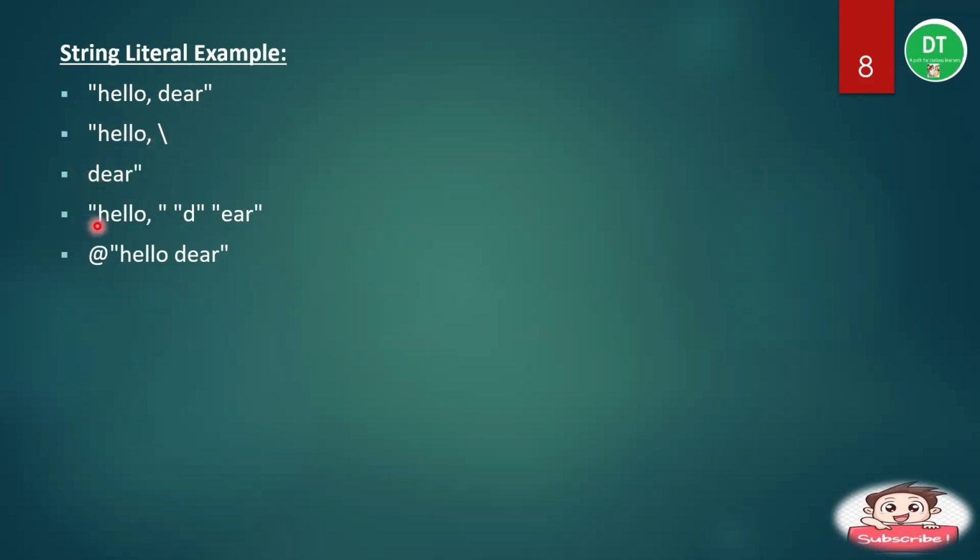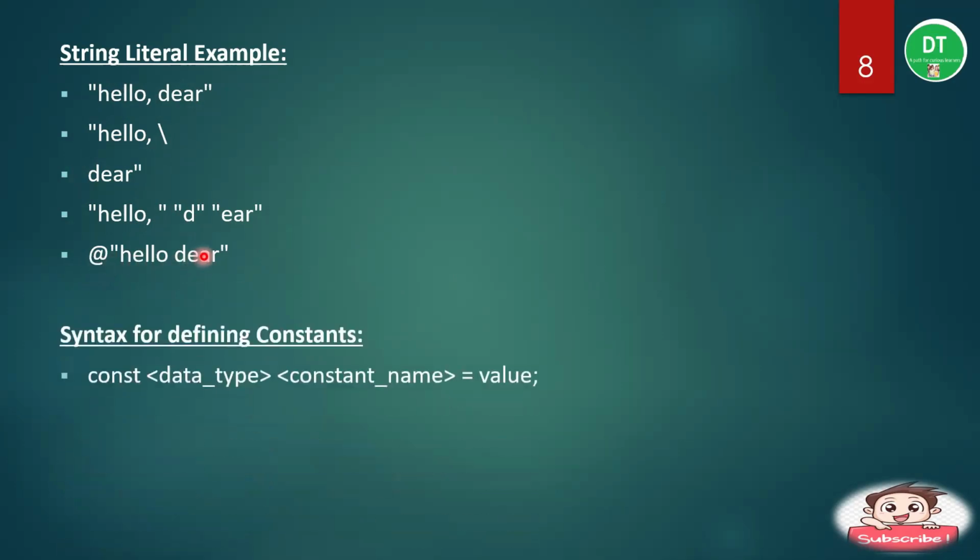Now you can see that hello in double quotes, then a comma, then double quotes, then a space in between the double quotes, then D, then double quotes, and it has a space here and then here. And at the last, you can see that we have a string literal. It is preceded by the at symbol, and in the double quotes "hello dear" is written.